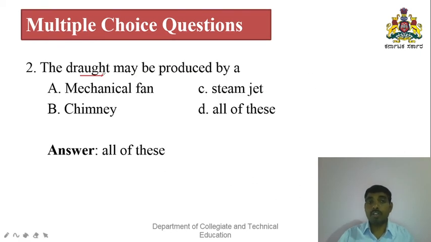Again, second question: the draught may be produced by? I already told you the draught may be mechanical, it may be steam, or it may be chimney, etc. The answer is all of these.